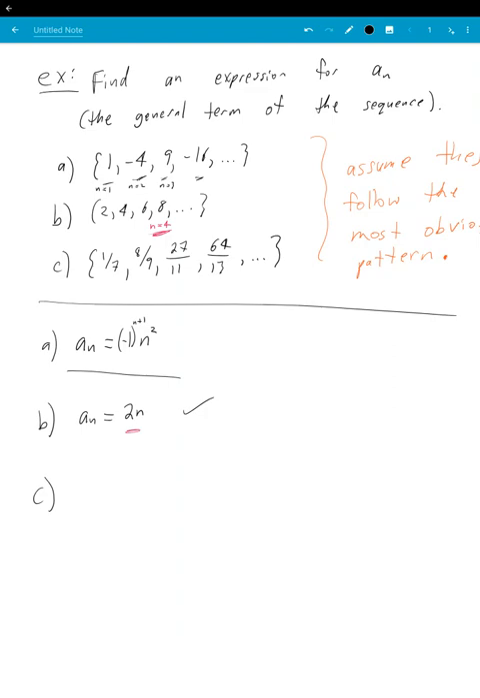Okay, next one. We have 2 pieces to this puzzle. So I'm going to separate this. Let's talk about the numerators first. What's happening here? I have 1, then 8, then 27, then 64. These are cubes, right? That's 1 cubed, 2 cubed, 3 cubed, 4 cubed. So it looks like I have n cubed on top. And on the bottom, what's happening? 7, 9, 11, 13.